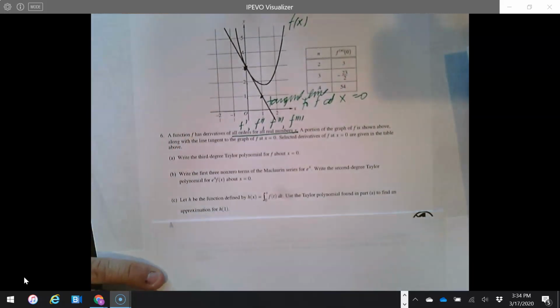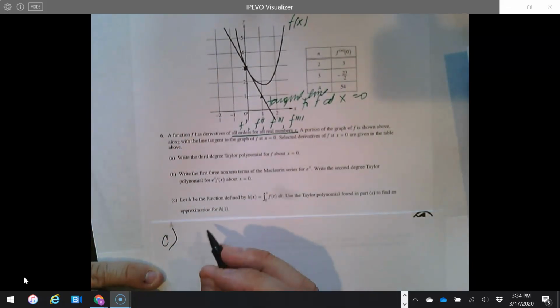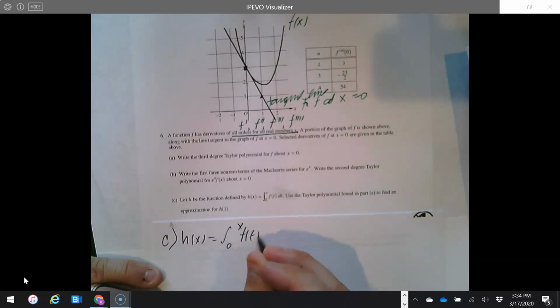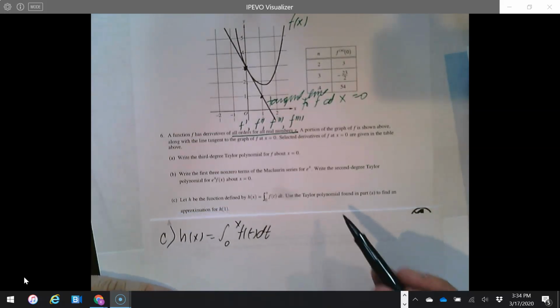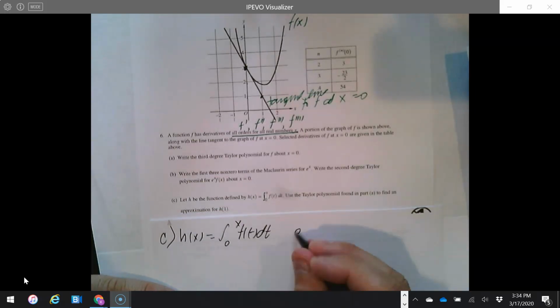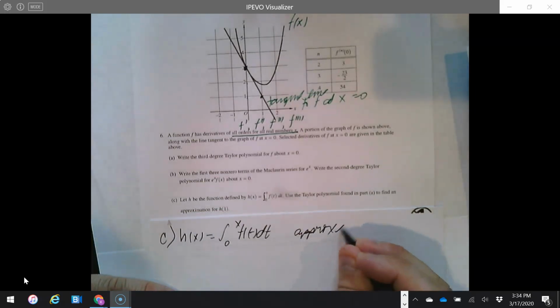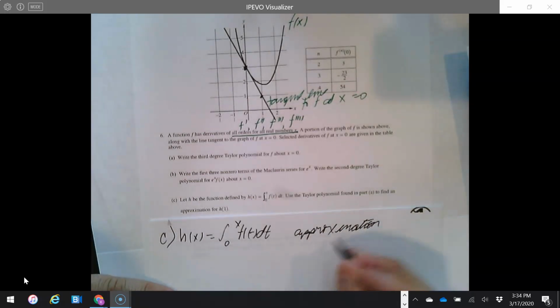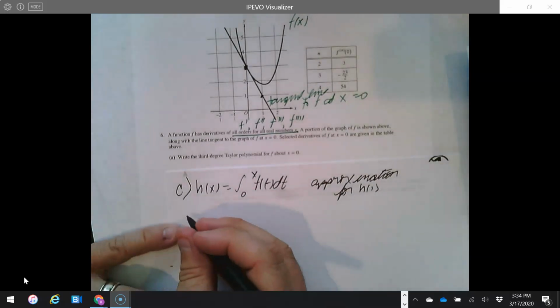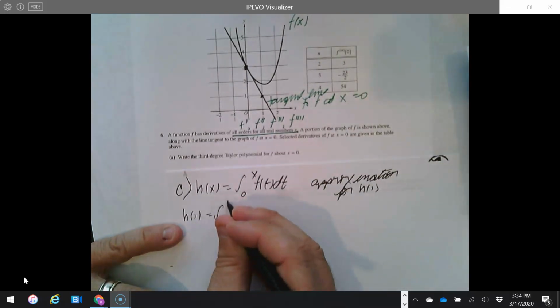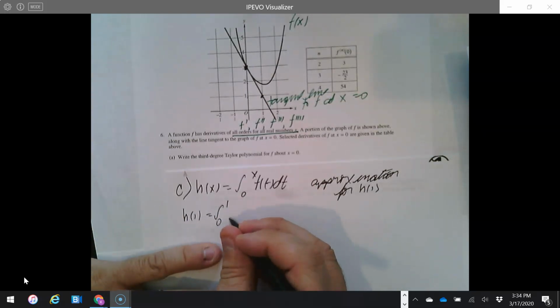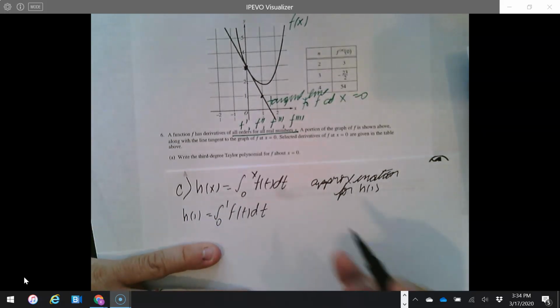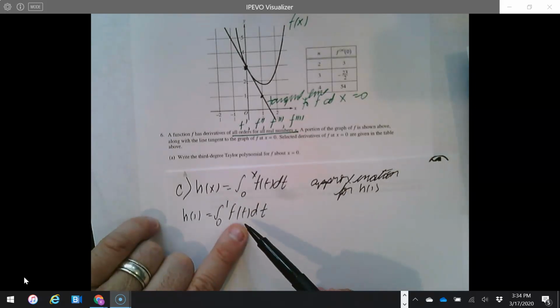Okay, part C says let h be the function defined by h of x is the integral from 0 to x of f of t dt. Use the Taylor polynomial found in part A to find an approximation for h of 1. Now let's talk about why it has to be an approximation. The exact value of h of 1 is what I would get if I integrated f of t dt from 0 to 1. Well, why can't I do that?